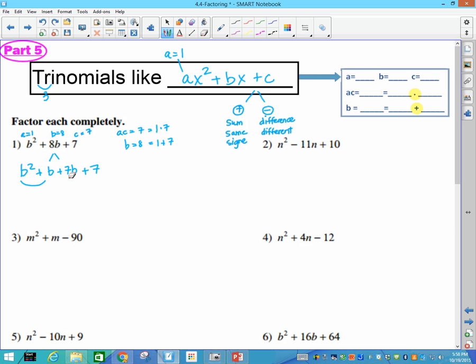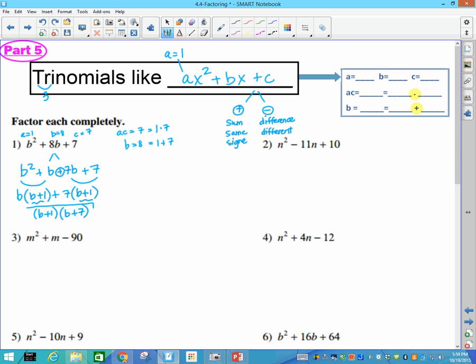And then do what we did before. Okay? So we looked at this. The common factor between these two is b, which leaves me with b plus 1. Then I bring down my plus sign, and I have 7 and b plus 1. And then what's the common factor between these two? B plus 1. And then what's left is b plus 7.